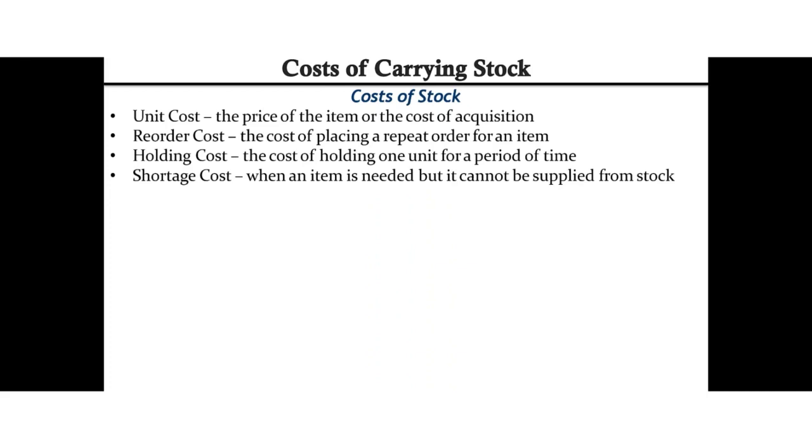Holding cost is the cost of holding one unit of an item in stock for a unit period of time. The obvious cost is startup money, which is either borrowed, in which case there are interest payments, or it is cash that could be put to other uses, in which case there are opportunity costs. Other holding costs are for storage space, risks, and services. These costs vary widely. Shortage cost occurs when an item is needed, but it cannot be supplied from stock.